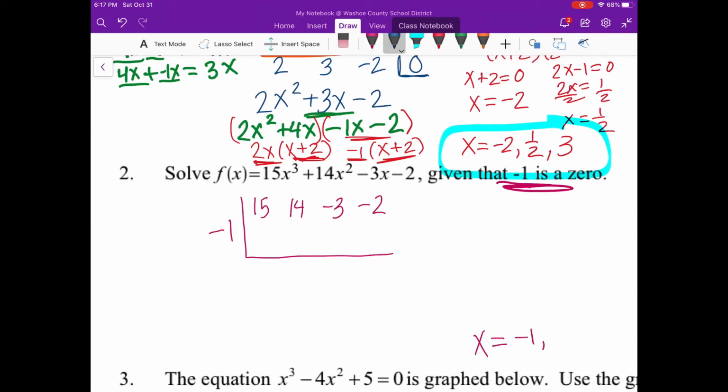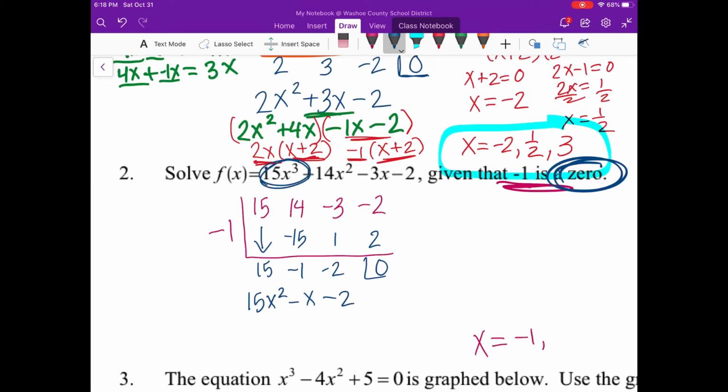Okay, so I'm going to go through the motions here. Bring down, multiply, add, multiply, add, multiply, remainder 0. Again, big hint, if you do not get a remainder 0 when I'm telling you this is a solution or a 0, you need to go back and check your math. You should get a remainder 0. So these become my coefficients for my quadratic now. And again, I know I need to start with x squared because I started with x to the 3rd, so you always start with 1 degree less. And do quadratic formula or factoring.